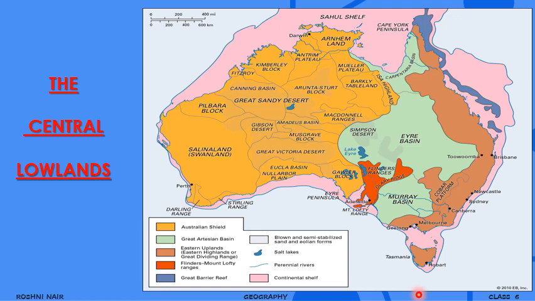Now the second important feature here is central lowland. Before we go to central lowland, you can see here this part. As I mentioned, it is parallel to the eastern coast. This part is known as the Eastern Highlands. A number of Australia's principal rivers originate from these Eastern Highlands.